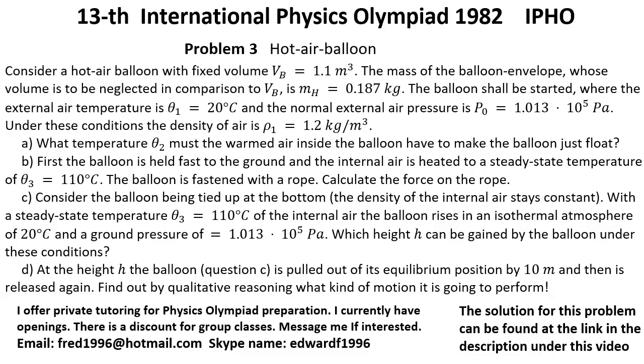Question D. At the height h, the balloon, question C, is pulled out of its equilibrium position by 10 meters and then is released again. Find out by qualitative reasoning what kind of motion it is going to perform.